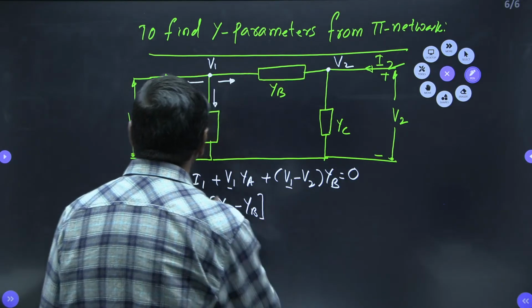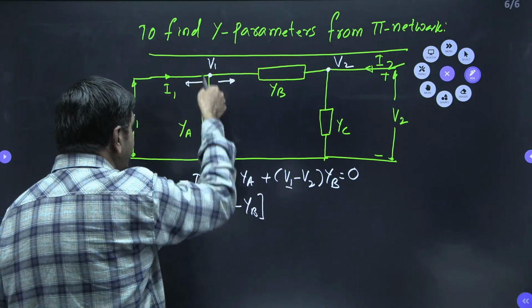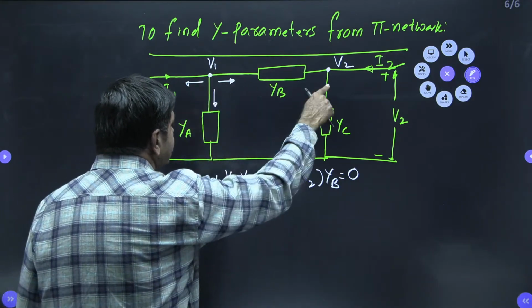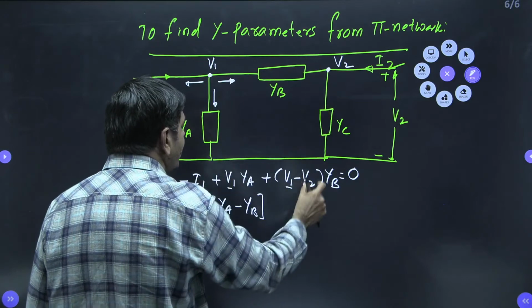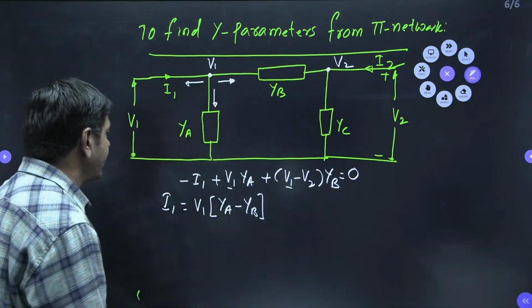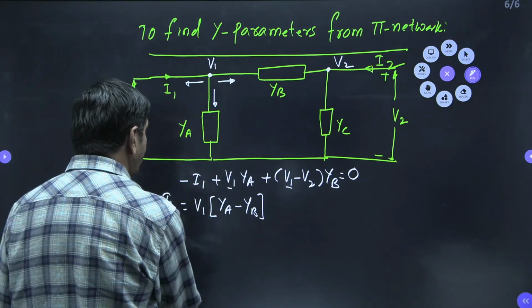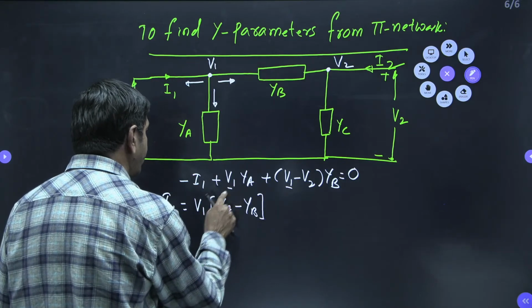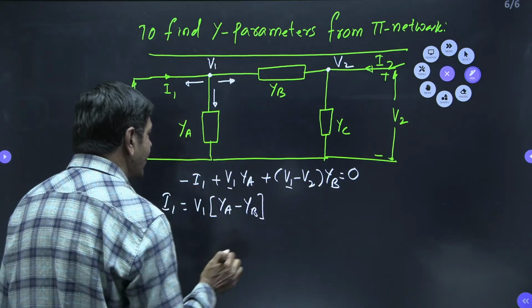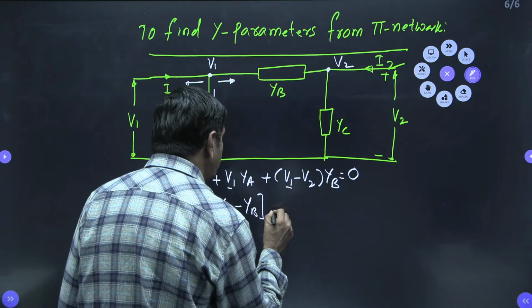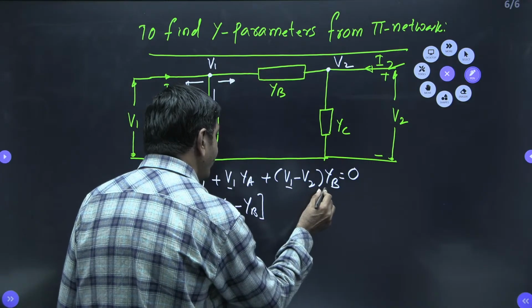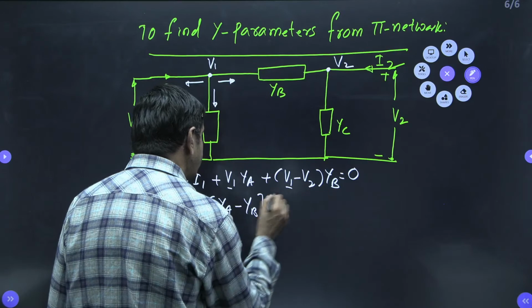Yes, exactly. I1 equal to: this current is V1 into YA, and this current is V1 minus V2 into YB. Yes, correct now. I1 equal to V1 taken common, YA plus YB is available. What about the V2 here? V1 is plus only, sorry, this becomes a plus only now.